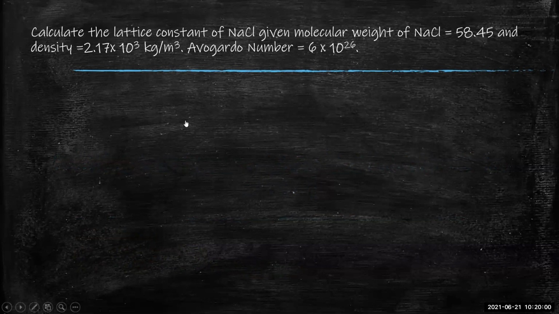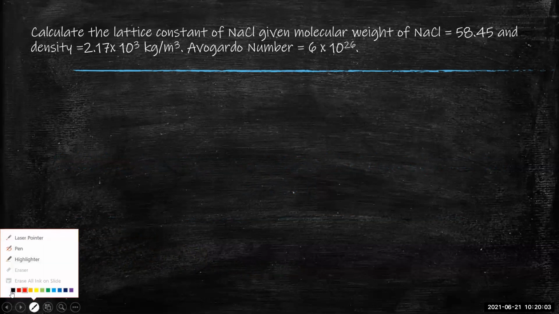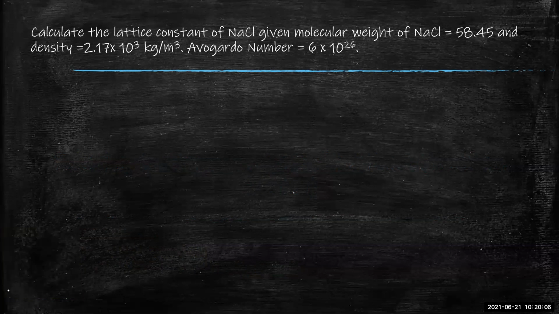The first question is: calculate the lattice constant of NaCl, given that the molecular weight of NaCl is equal to 58.45, density is equal to 2.17 into 10 raised to 3 kilogram per meter cube, and Avogadro number is given as 6 into 10 raised to 26.